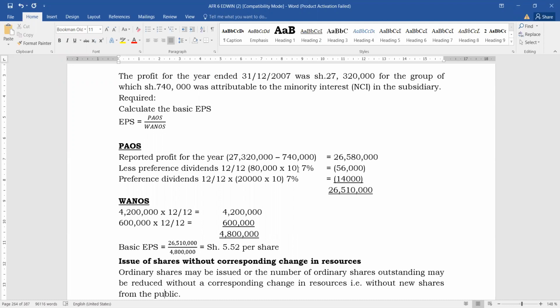On this scenario where there is a bonus issue, the shares which are issued through bonus, you weigh them from the earliest reported period. You consider them throughout the period. Shares issued through bonus, you weigh them from the earliest reported period, when the shareholders were entitled to dividends. In short, they will be there throughout the year.